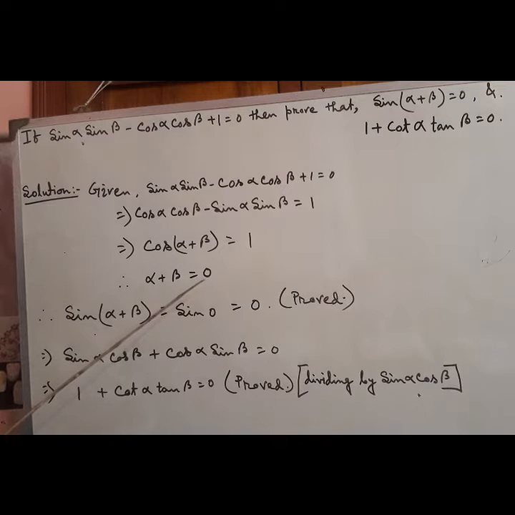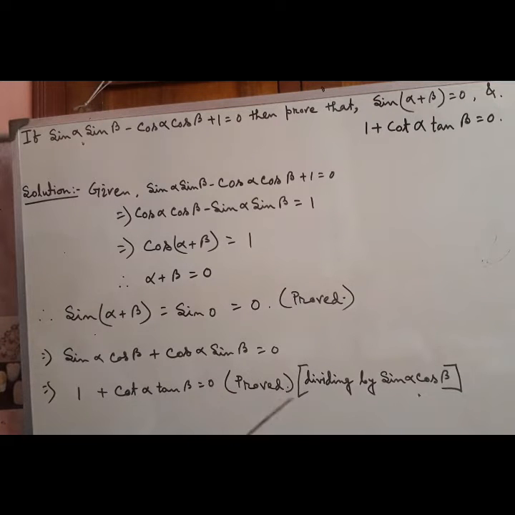Still we are not aware of the general solution of the trigonometric function, so this is enough. As we know, cos 0 is equal to 1. So if alpha plus beta is equal to 0 degree, or 0 radian, then sin(alpha plus beta) is equal to sin 0. What is the value of sin 0? That is 0. Okay. Now expanding sin(alpha plus beta), that is sin alpha cos beta plus cos alpha sin beta, that is equal to 0.